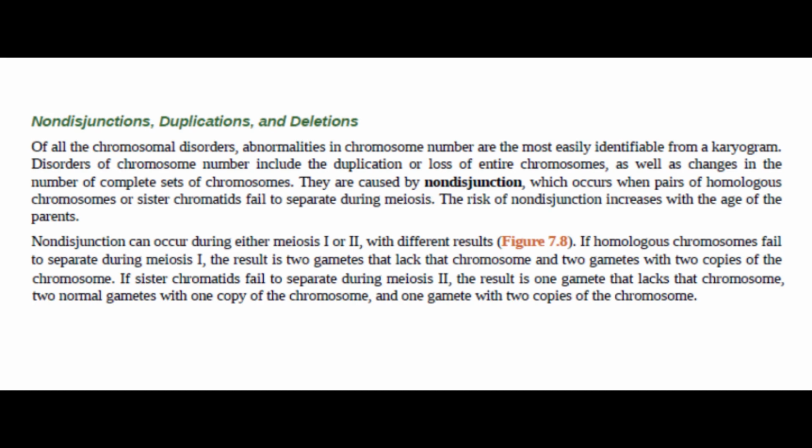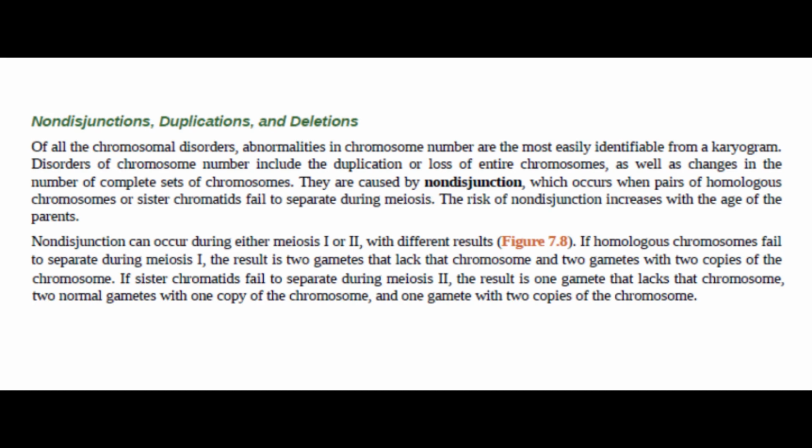Nondisjunctions, duplications, and deletions. Of all the chromosomal disorders, abnormalities in chromosome number are the most easily identifiable from a karyogram. Disorders of chromosome number include the duplication or loss of entire chromosomes, as well as changes in the number of complete sets of chromosomes. They are caused by nondisjunction, which occurs when pairs of homologous chromosomes or sister chromatids fail to separate during meiosis. The risk of nondisjunction increases with the age of the parents.